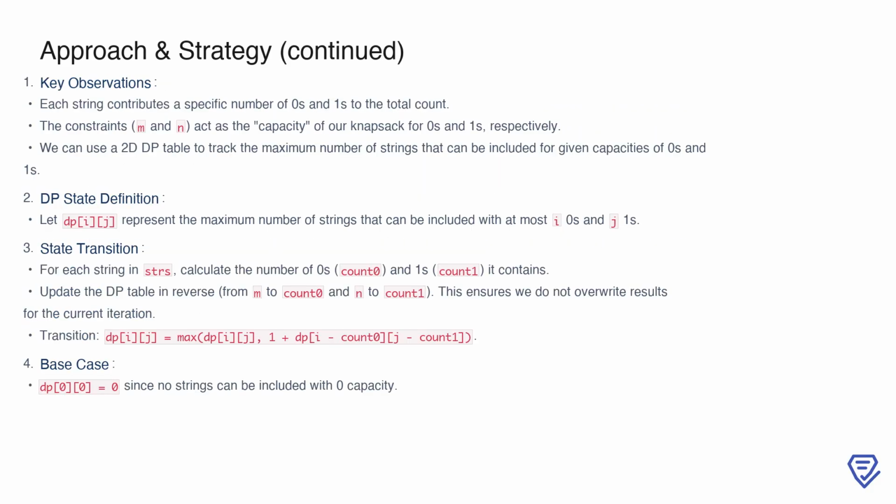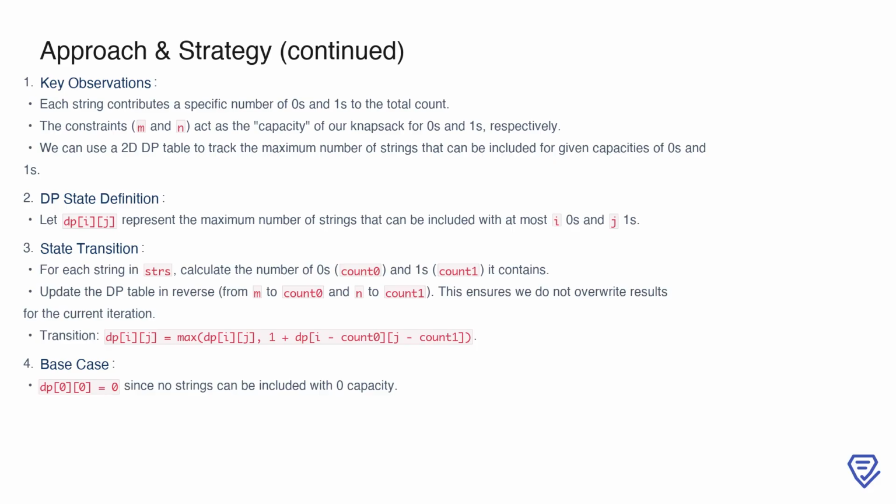Now, let's break down the dynamic programming approach step by step. First, we observe that each string in the input array contributes a specific number of zeros and ones. The constraints m and n act as the capacity limits for these quantities, similar to the capacity in a knapsack problem. Using this, we can define a two-dimensional dp table. In this table, dp[i][j] represents the maximum number of strings we can include in a subset when we have at most i zeros and j ones available.